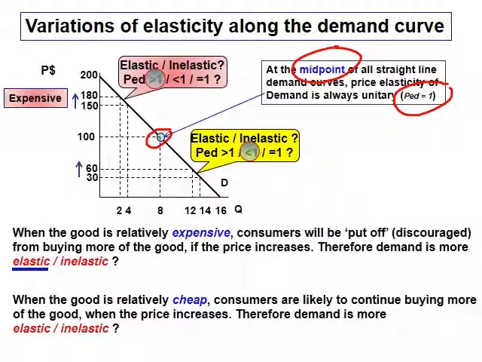When the price is below 100, as you move down the demand curve, the good becomes cheaper, and demand is more inelastic because buyers are less sensitive to changes in price because the good is cheaper. They're going to be spending less on it, and so they are less responsive to any price change, whether increase or decrease.